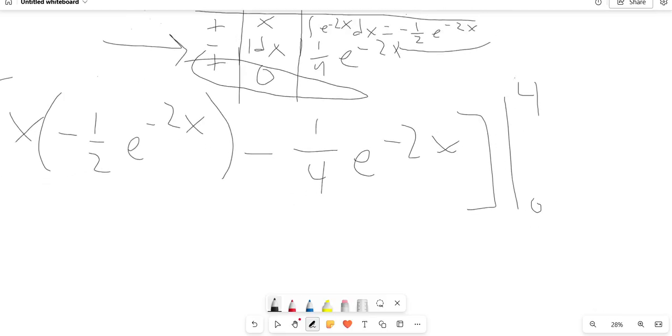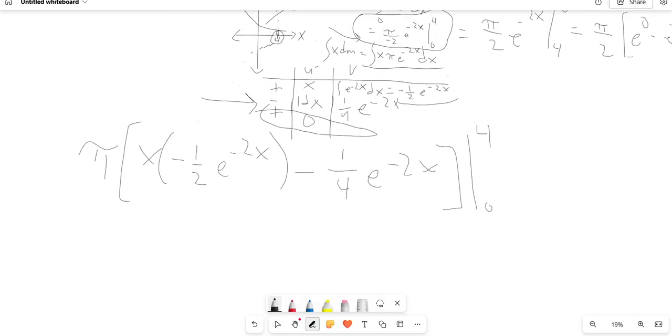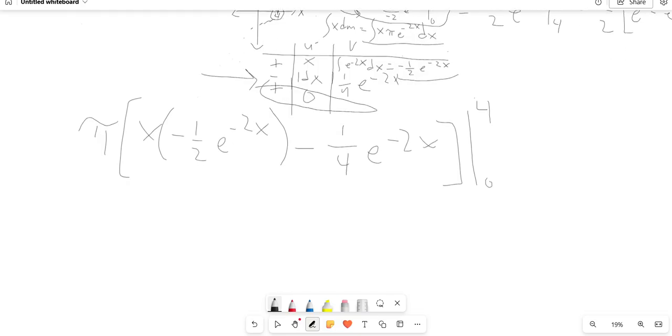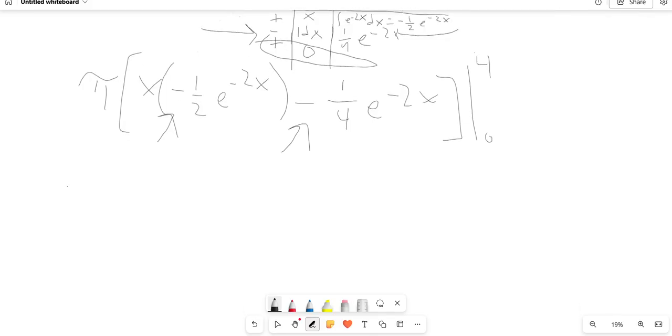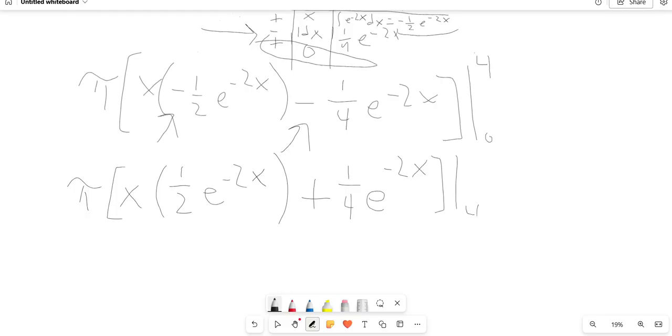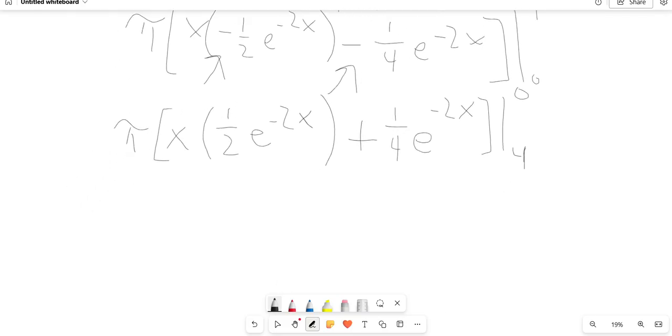We found the expression using integration by parts, and now we'll plug in actual values. So again, the negative here and the negative here, we can change those to positives by reversing the order of limits of integration. So we can change this to pi times x 1/2 e to the negative 2x plus 1/4 e to the negative 2x with the limits from 4 to 0. We're effectively going backwards because we flipped the sign. So now let's plug that in.